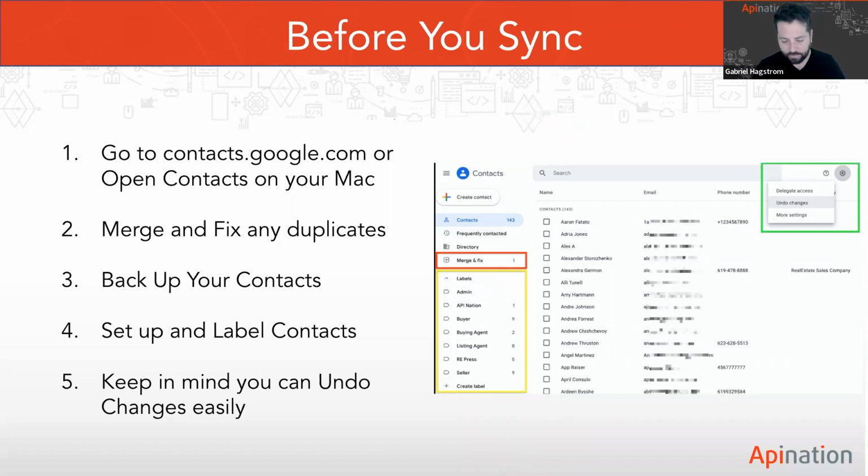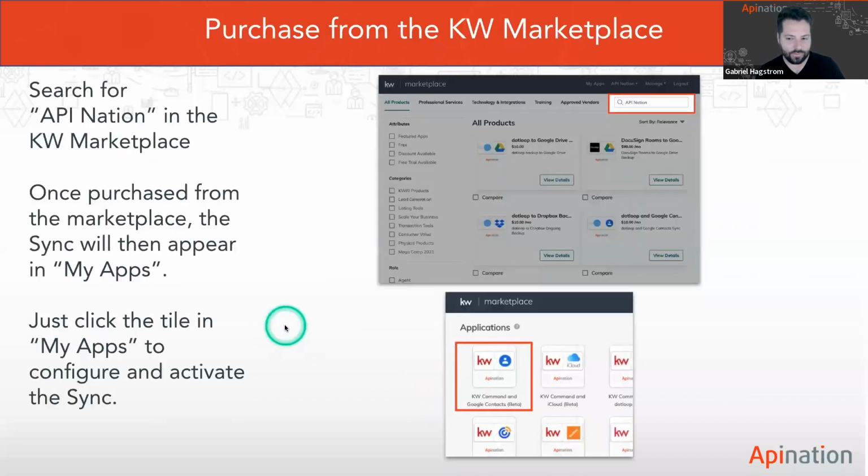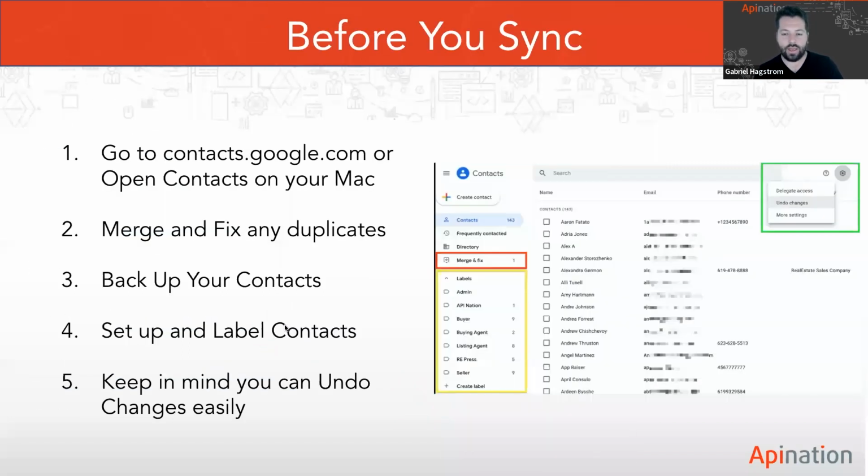Do you recommend syncing from iPhone, iCloud, and Google Contacts? Actually, let's talk about that. This is a great question. So what Joseph Benedetto is asking is, if I have people in iCloud and I also have people in Google Contacts, should I have them both going into KW Command? And in some cases, that's fine.